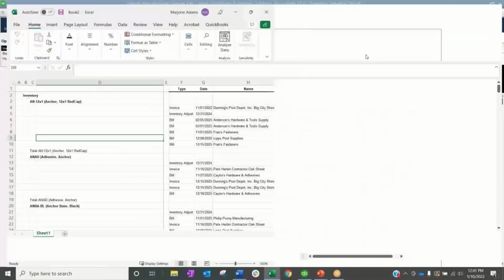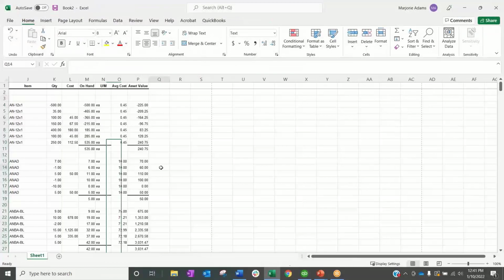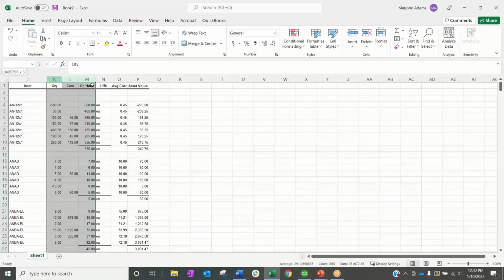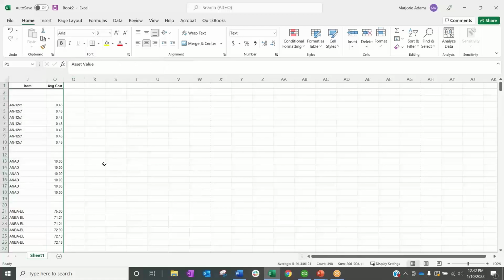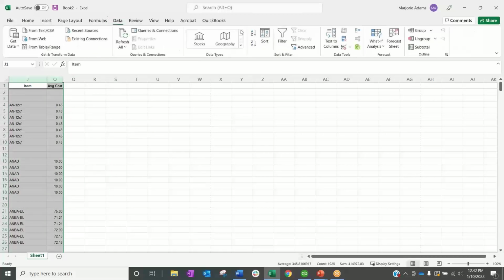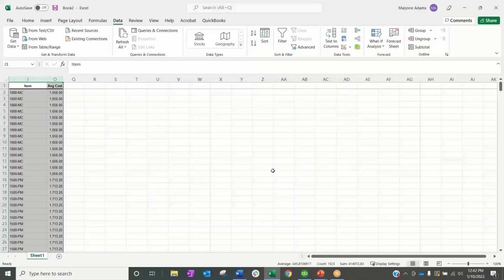Okay. So I can actually now hide everything. Hide. And all I care about is average cost, hide, and value, hide. And I can go in and sort by just these columns, get rid of all the spaces, data, A to Z sort. I have headers, and I'm going to sort by item. Now they're all in order here.